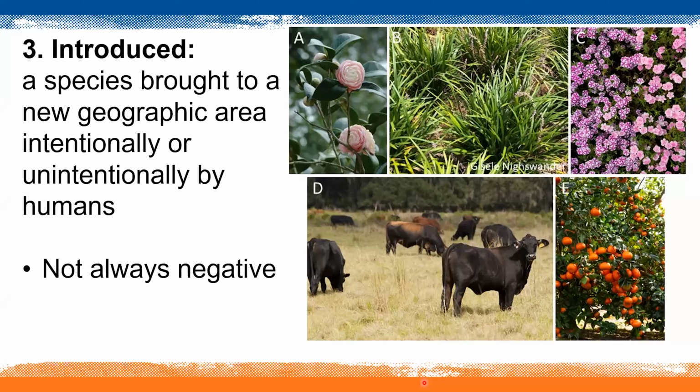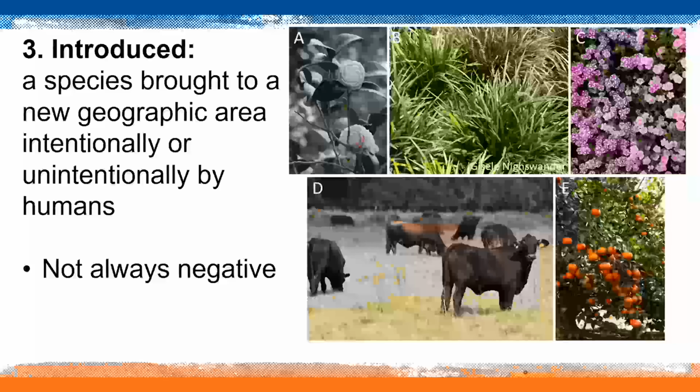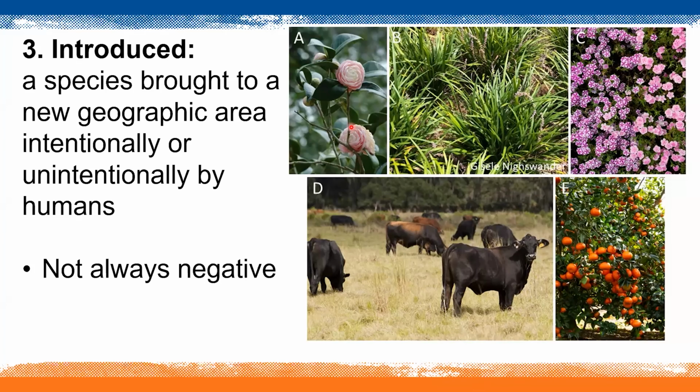The next term we thought about was introduced. These are species that are brought to a new geographic area, intentionally or unintentionally, by humans. And Florida has a lot of introduced species, okay? And these aren't always negative. In fact, we have a lot that really benefit our society economically. If you think about many of the horticultural plants that we've introduced into Florida that have increased beauty in residential and urban landscapes and gardens. And then certainly agriculture has benefited greatly due to introduced species.